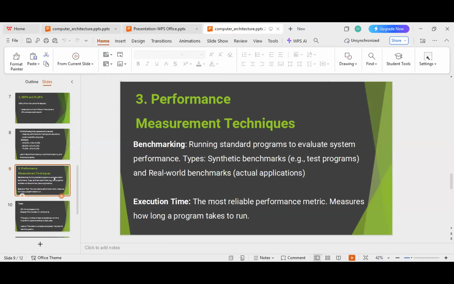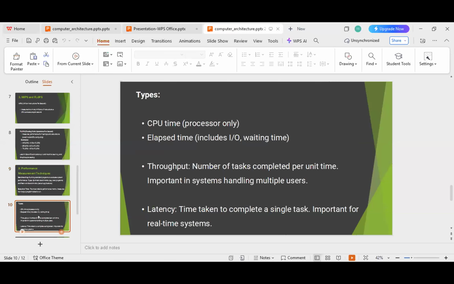Then another technique is execution time. The most reliable performance metric, it measures how long a program takes to run. Different types are the CPU time, and then we have elapsed time. That one includes input, output operations, and then the waiting time.